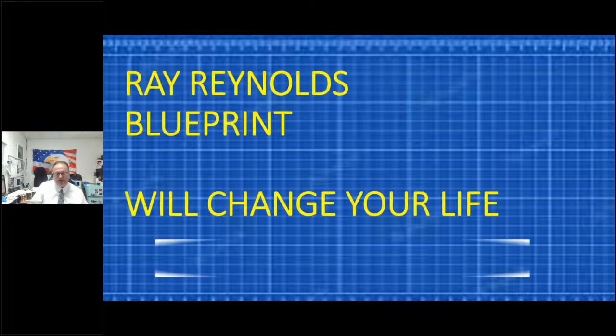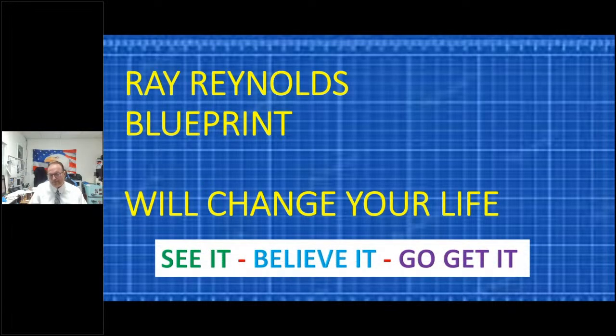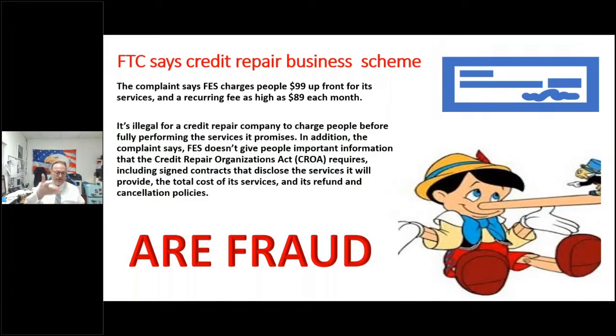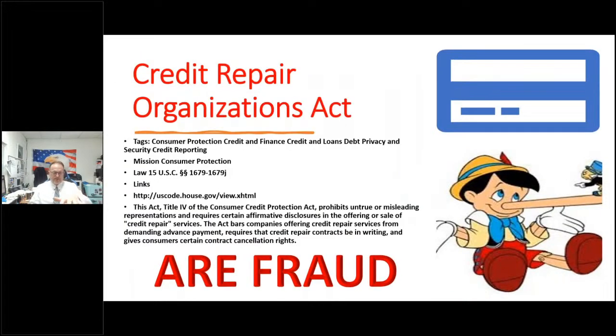The ultimate goal. Now, I started my first blueprint for me when I was 9.5 years old at the Torrance Library. I call my blueprint, see it, believe it, go get it. And I've added to it ever since then. So let's understand credit repair. I'm sorry, credit repair is a fraud. I didn't say it. The Federal Trade Commission said it. They can't collect money up front. Even the Credit Services Act says it. So what are you supposed to do?